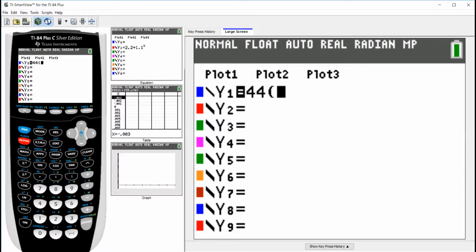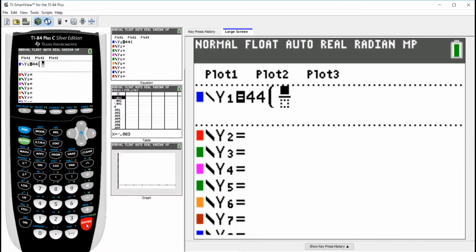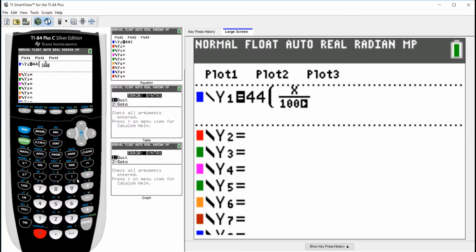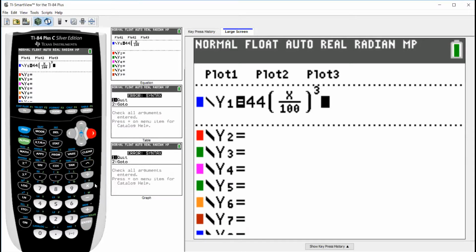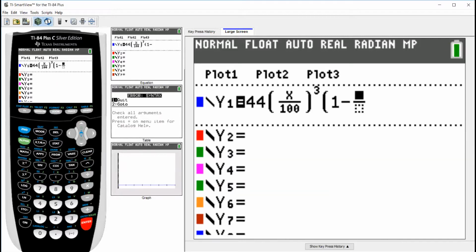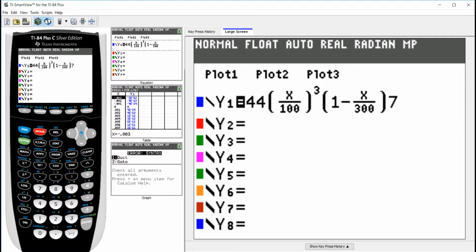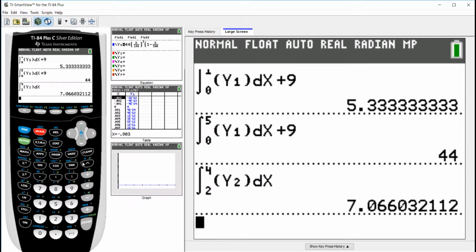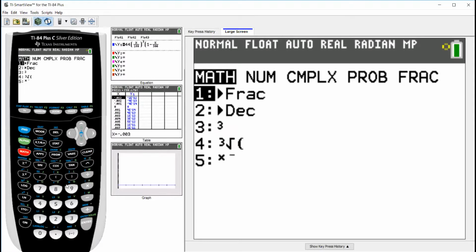44 parentheses, alpha, y equals, enter. P over 100. We use x because it's a dummy variable. To the third. Watch carefully while you're putting this in so you don't make a mistake. 1 minus, alpha y equals, t over 300, to the 7th. Up out of there. Did I have to do that? Couldn't I have just put it in straight here? Yes, I could have, but it's not a bad idea.